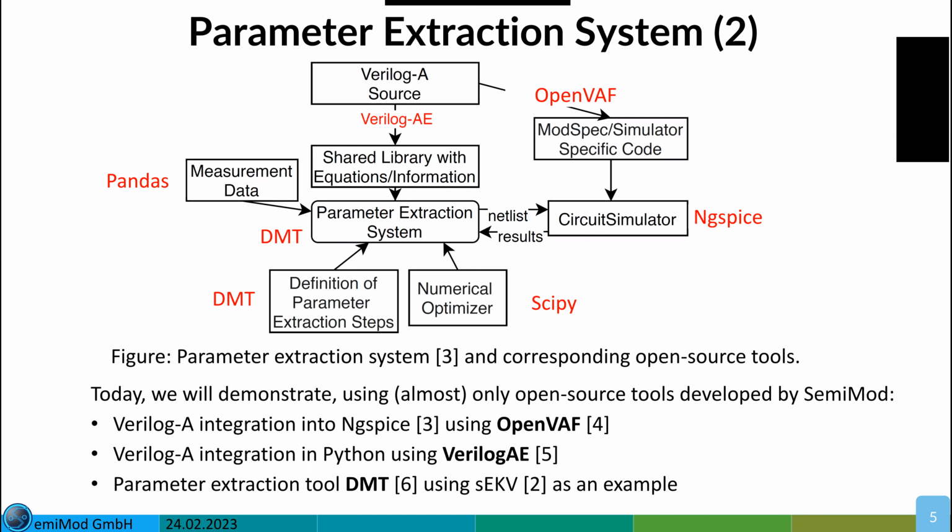Since a few months internally, and since a few weeks publicly, we have released our Verilog-A compiler OpenVAF that's already integrated into the pre-master of ngSpice. That's what we use to simulate models with ngSpice, because it does not implement many models. I mean, it's a lot of work to manually implement models. So we have 3 tools I want to show today: OpenVAF, Verilog AE, and DMT. And of course, we will also see ngSpice with the OpenVAF integration.